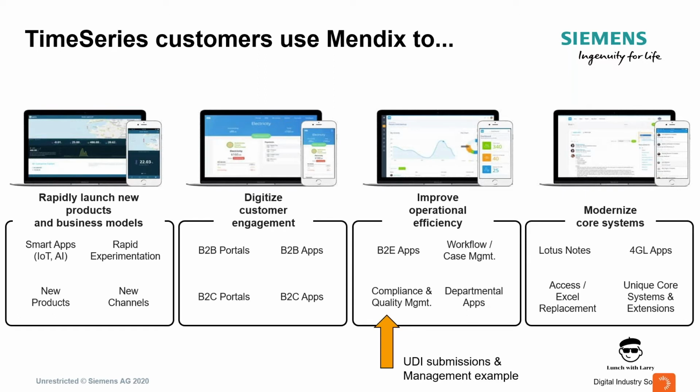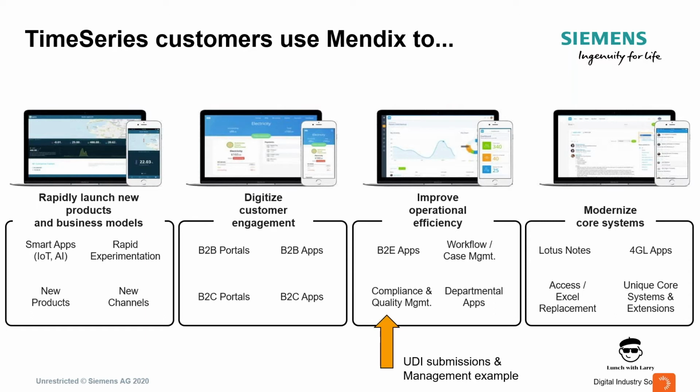If we put these in buckets, there are 4 buckets. One, really launch new products and business models. Think about new go-to-markets, new channels that need to be supported with new web and mobile applications, including rapid experimentation. Think about new products that are being launched that need to be supported with a web app where we build a proof of concept. So that speed is really the value driver there.